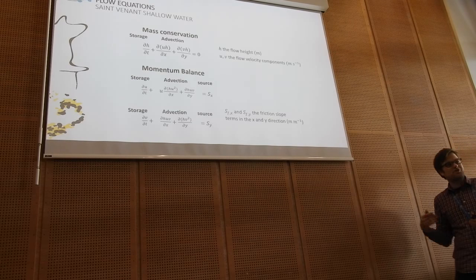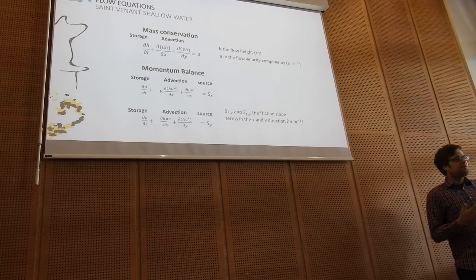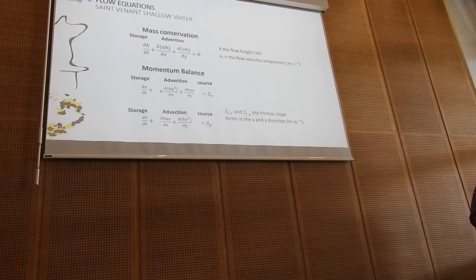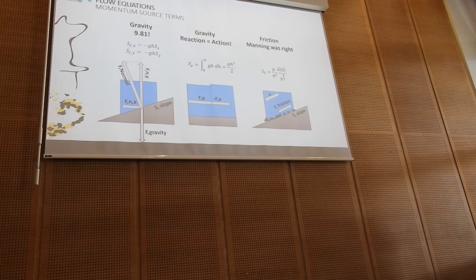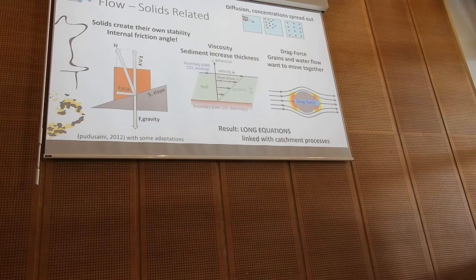Then as soon as there is a slope failure, we get a lot of solid material that enters the flow. Well, these are the momentum sources for water. So gravity is, of course, there, 9.81. Action is reaction, so we have pressure differences that are there, and friction. Manning was right in that sense. Manning's n does provide a good value for the friction law.